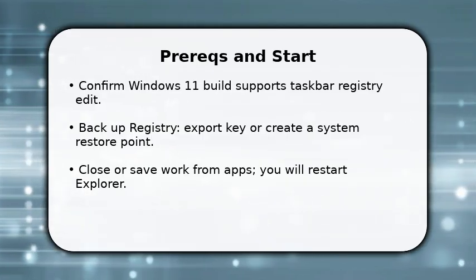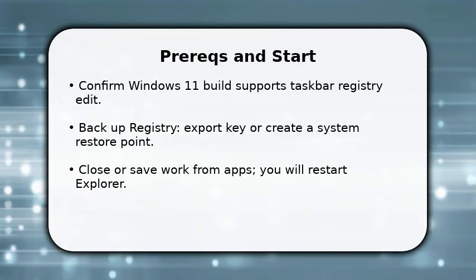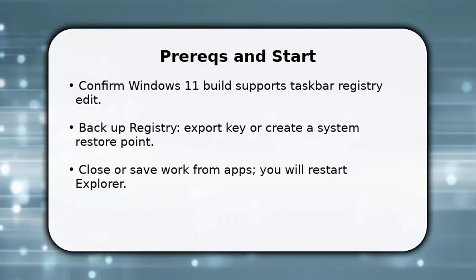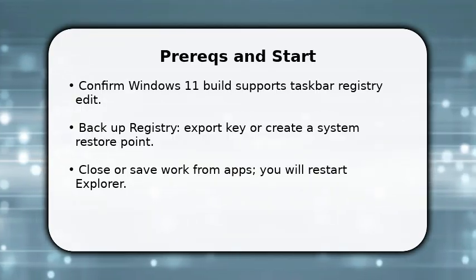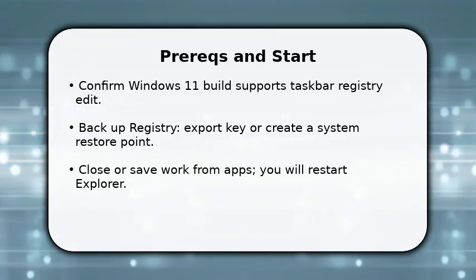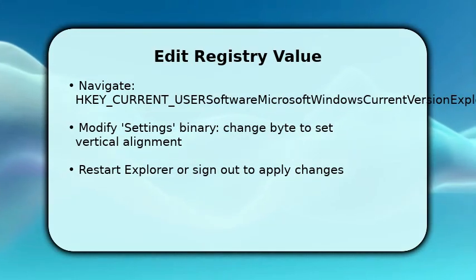Now open Registry Editor as administrator and navigate to the specific taskbar key. I'll tell you exactly which value to modify and why that toggle controls taskbar orientation. You'll now perform the critical edit.